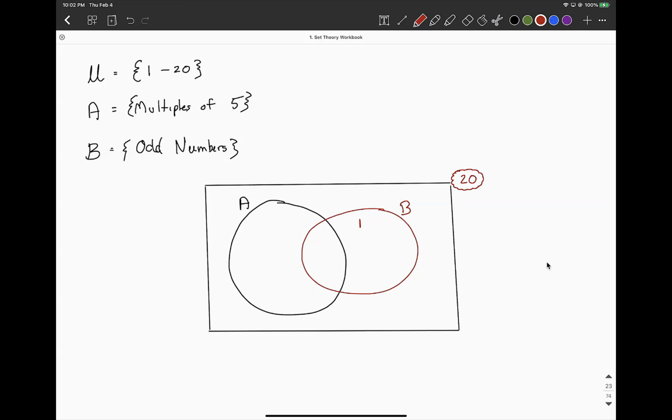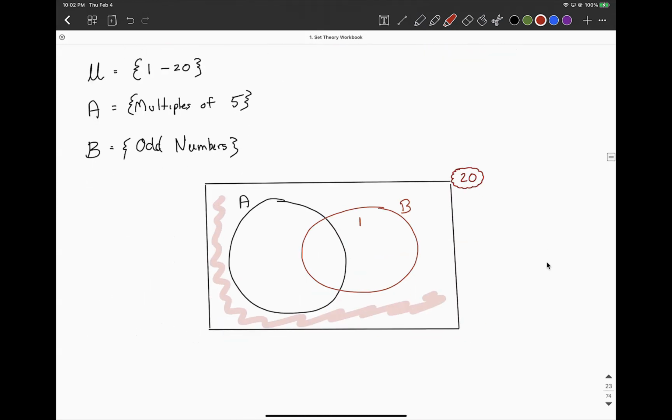Now, where would the number 2 go, for example? Is it a multiple of 5? No. Bad choice. Is it odd? Nope. Bad choice. Is it both? Definitely not odd and a multiple of 5. So where would it go? We have this outside space. It's still within the universe. It's still a number in the universe, but it doesn't really belong in those specific sets that we have circles for. And so I would write the number 2 somewhere on the outside, just to indicate that it's still a part of the question, but it's not within these sets.